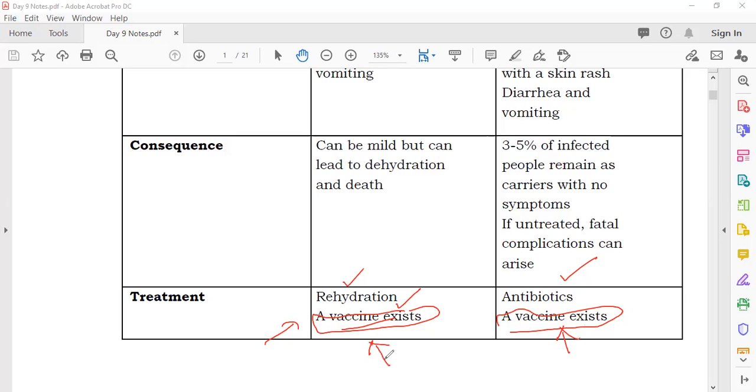But even after the vaccination, you may get sick. So for that, they have medicine in the form of antibiotics, or in the form of oral solutions in cholera, to overcome the deficiency of water.